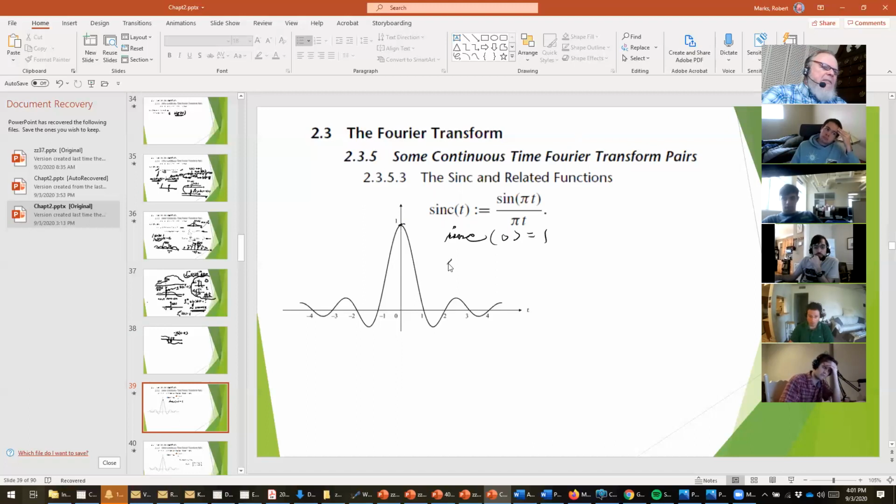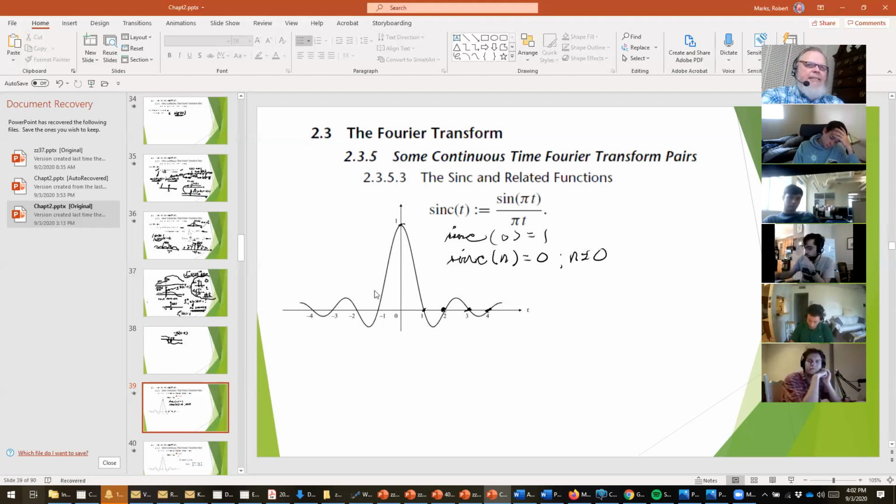The other thing is that the sinc of n is always equal to 0 as long as n is not equal to 0. So you can see the 0 crossings here. The 0 crossings are at 1, 2, 3, and 4, and -1, -2, -3, and -4. So that's a beautiful way to think about the sinc function, the sine of pi t over pi t. It has that property, the way that sine x over x wiggles, but here it's equal to 1 at the origin, and all of the 0 crossings go through integers.